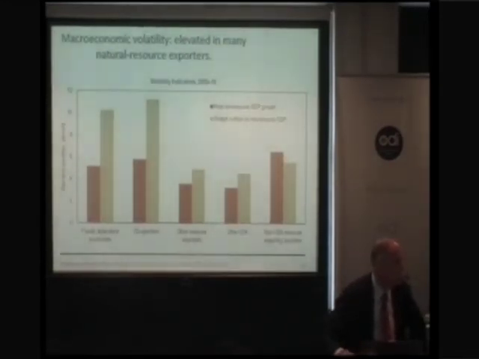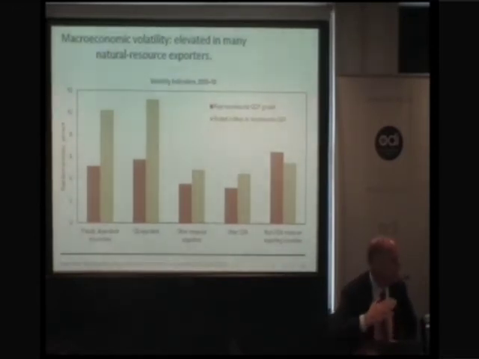What is certainly true is that natural resource producers are much more subject to volatility. And this is a chart that shows it for so-called fiscally dependent economies. These are economies where more than 20% of government revenue comes from natural resources. And you can see that both growth and expenditure are much more volatile. I think on the vertical axis we have standard deviation.